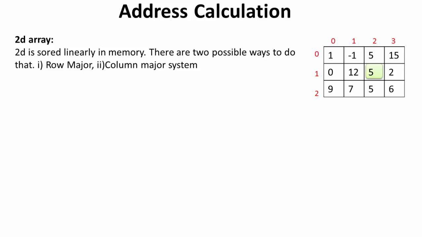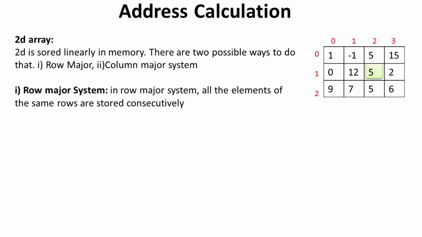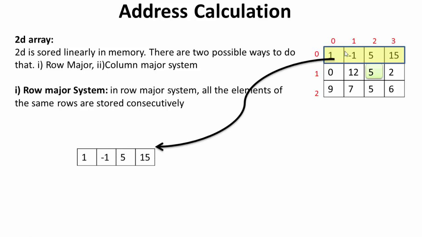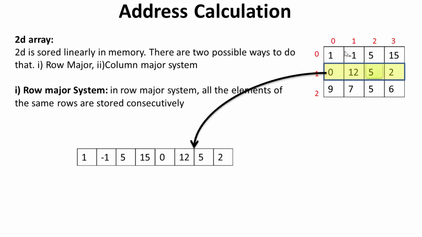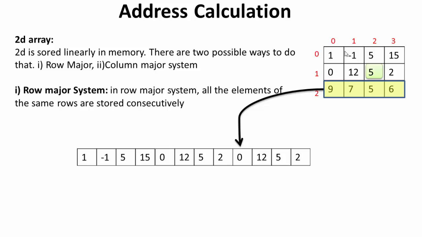There are two possible ways we can store 2D arrays in memory. One is the row major, another is the column major system. So what about the row major system? Well, in the row major system, all the elements of the same row are stored consecutively. What does it mean? You can see that these are all the elements of the first row. At first these will be stored consecutively, then the next row's elements will be stored consecutively, and then the last row's elements will be stored consecutively.